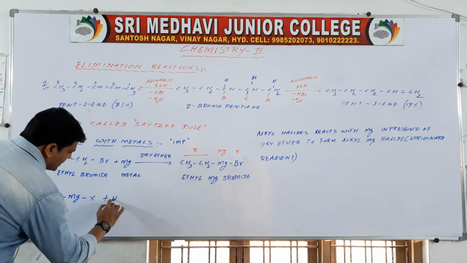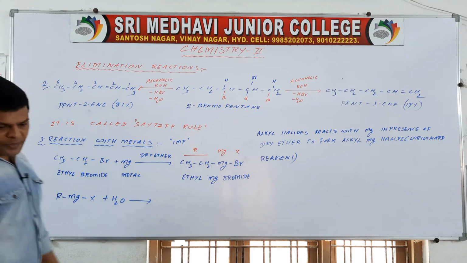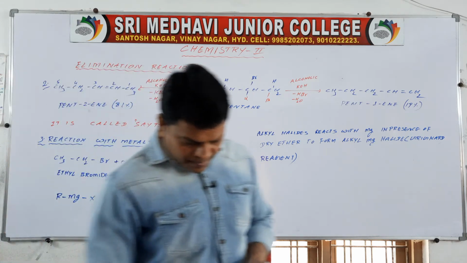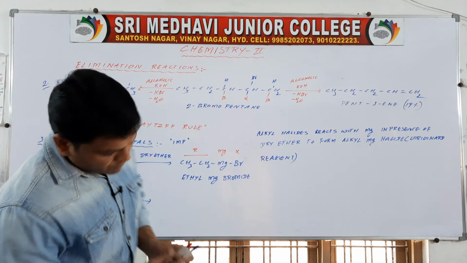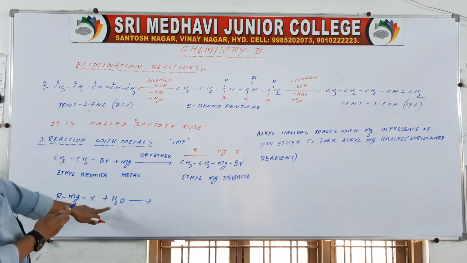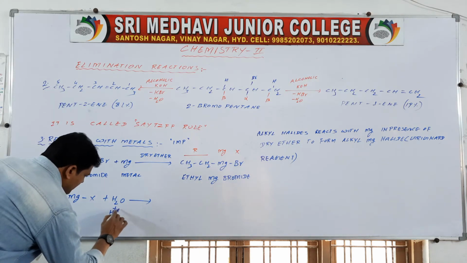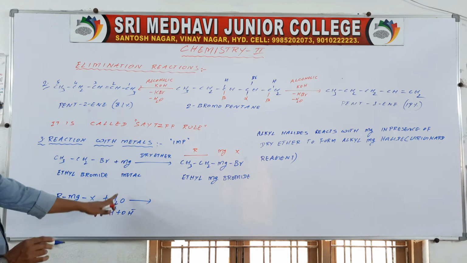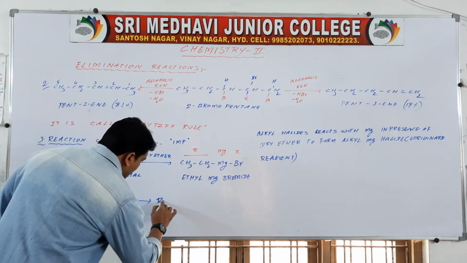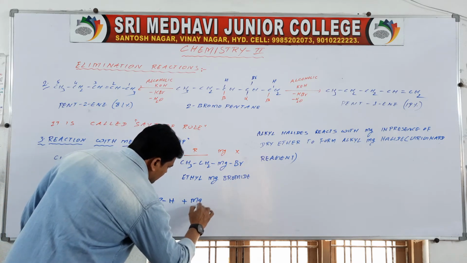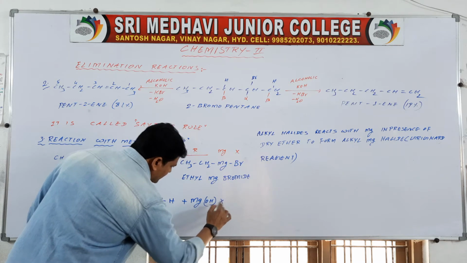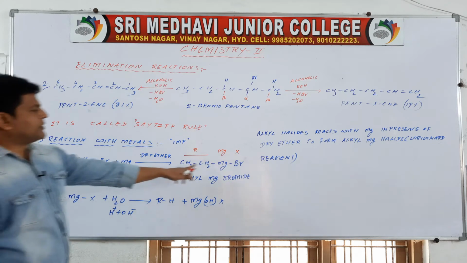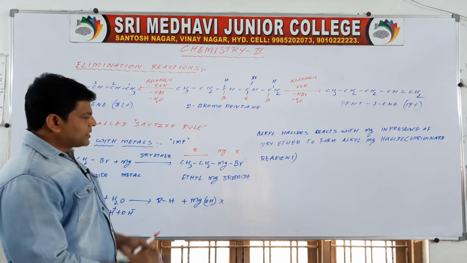RMgX plus H2O gives rise to hydrocarbons. The water can be divided into H plus and OH minus. The R combines with H, and MgOHX is formed: RH plus MgOHX. So in the place of RMgX, take ethyl magnesium bromide.